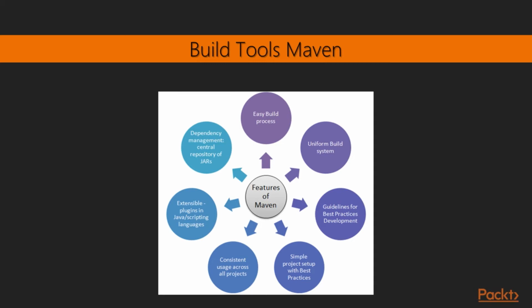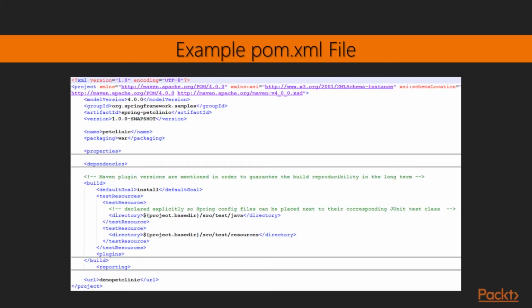A Project Object Model, POM, XML file contains information about the name of the application, owner information, how the application distribution file can be created, and how dependencies can be managed. Example pom.xml file. The pom.xml file has predefined targets such as validate, generate sources, process sources, generate resources, process resources, compile, process test sources, process test resources, test compile, test, package, install, and deploy.